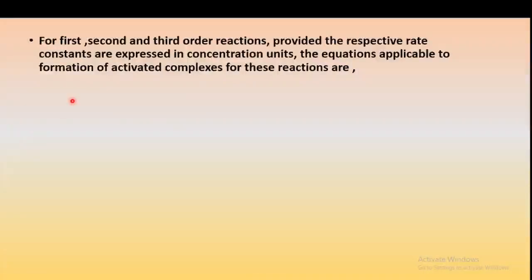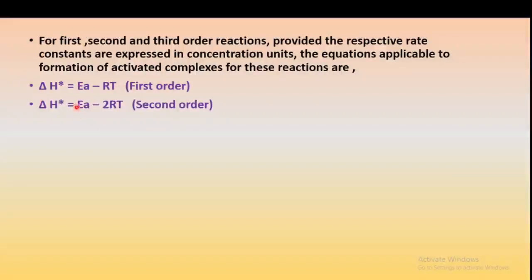Therefore for first, second and third order reactions, provided the respective rate constants are expressed in concentration units, how can we write the equations applicable to the formation of activated complexes? For the first order reaction, delta H star is equal to Ea minus RT. Here the coefficient of RT is 1, so this is the first order reaction. If delta H star is equal to Ea minus 2RT, then the reaction is a second order reaction. If delta H star is equal to Ea minus 3RT, then it is a third order reaction.